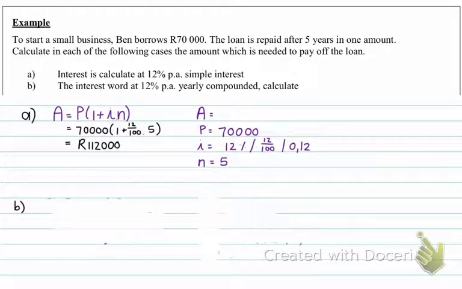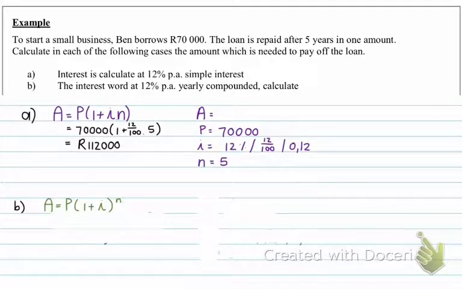The question at B, now they want us to calculate the amount which is needed to pay off the loan if the interest rate is calculated at 12% per annum yearly compounded. All right, now it is compounded, the interest rate. So we need to use that formula for compound interest. Remember, the N is now the exponent.